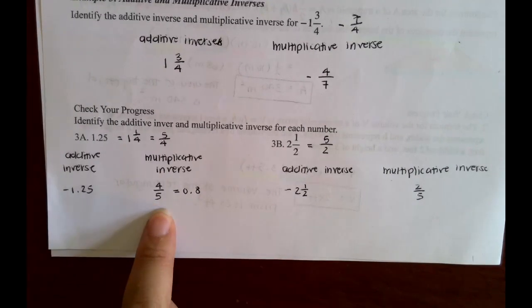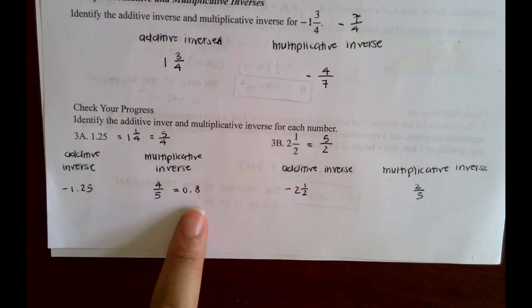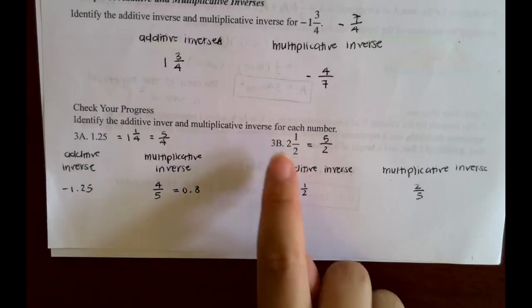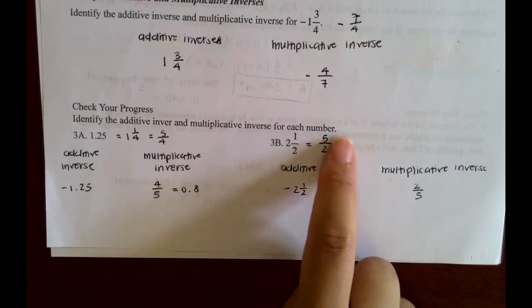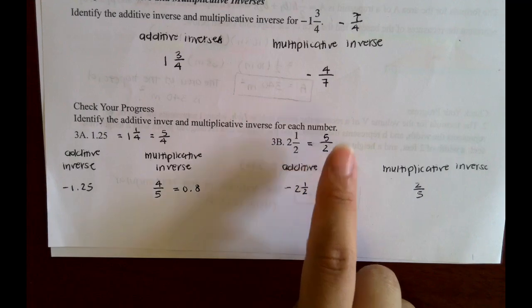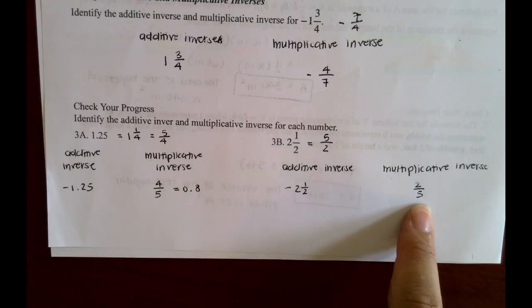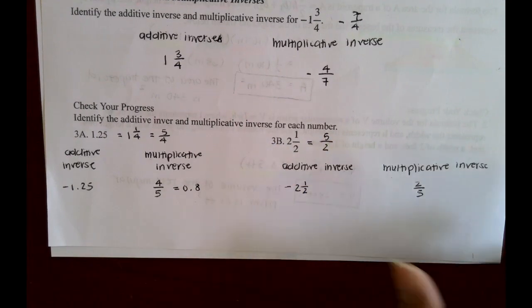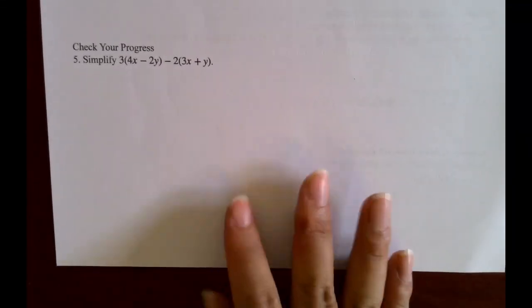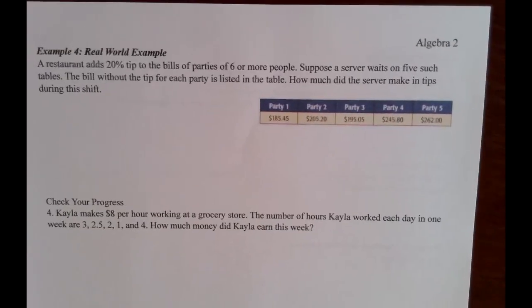And 4 fifths, this is a fraction you should know automatically as a decimal, that's 0.8. Okay. For the 2.5, right, 2 times 2 is 4 plus 1 is 5, so 5 halves. And then all I did is I flipped it, so 5 halves flipped is 2 fifths for the multiplicative inverse. Okay. There you go. Okay, and then now we're going to be moving on to example 4, which is our real world example.